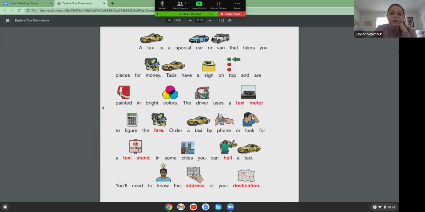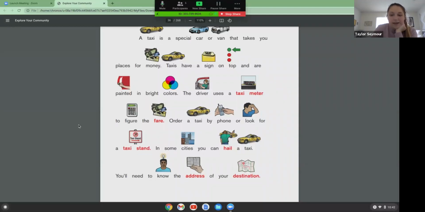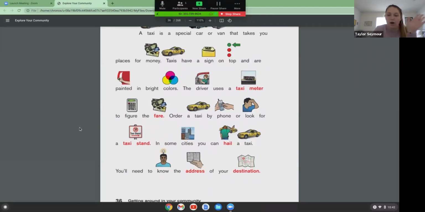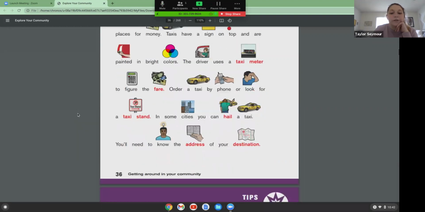Okay. Order a taxi by phone or look for a taxi stand. So how can you order a taxi? That's correct. You can order one by phone or look for a taxi stand. And then in some cities, you can hail a taxi. Remember, that's calling for a taxi, waving your hand saying, hey, I need you to stop, okay? And then you'll need to know the address of your destination, so where you're going.